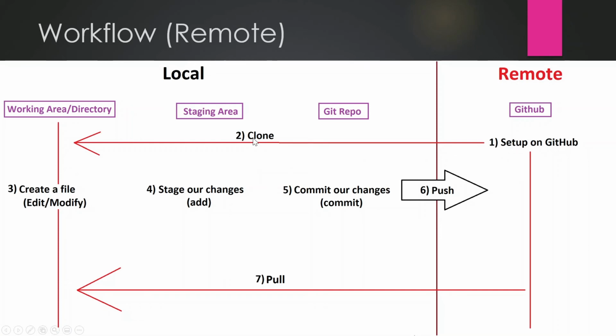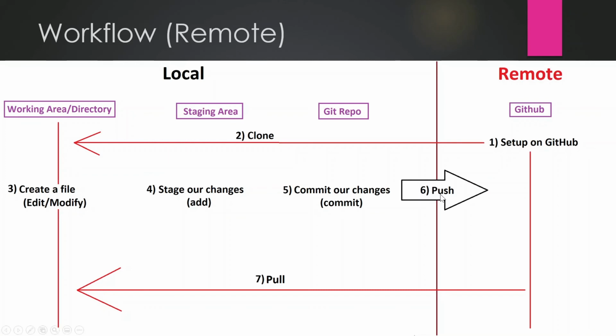So the command would be git clone and the repository URL. Now this command will be clearer when we do the demo part. Once you have cloned it, it will come into your working area or the directory. Once it comes here, the steps are the same and you just have to repeat them. You have to create a file, edit or modify that. Once done, you move to the fourth step, which is to stage your changes using the add command. After that you commit them using the commit command and add a message which is relevant to the change, and after that the sixth step would be the push command.